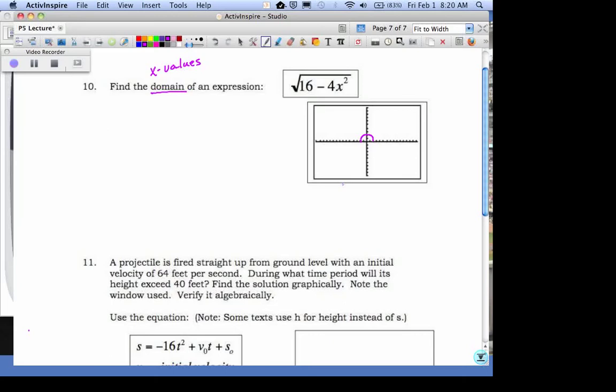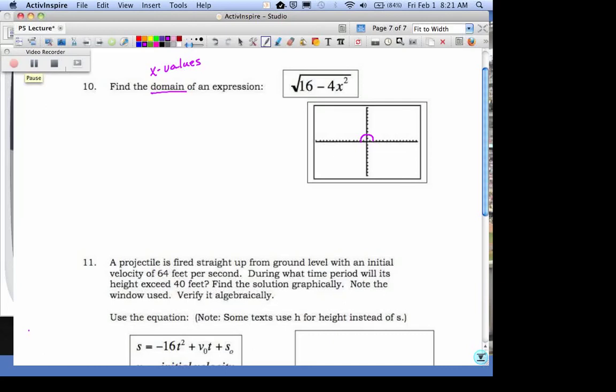What x values does it cover? Just looking at the graph, it goes from -2 to 2, right? So by taking your calculator and sketching it, you kind of have an idea of what it's covering to begin with.